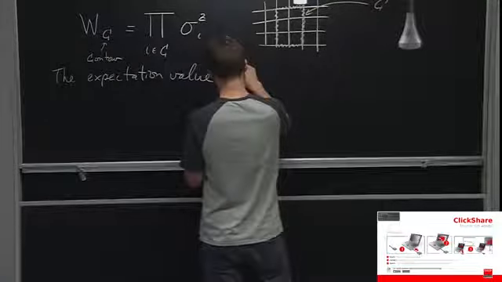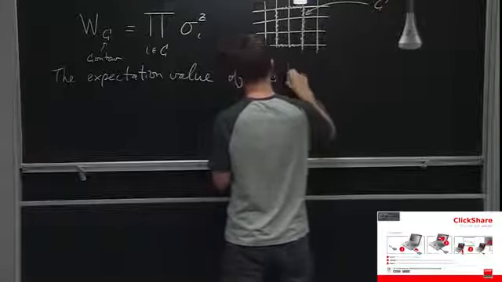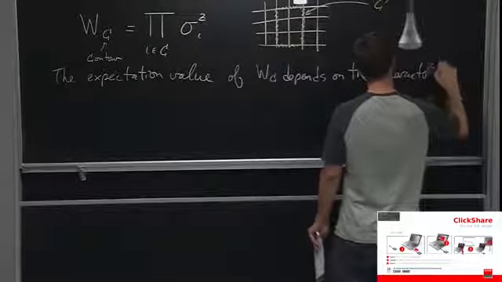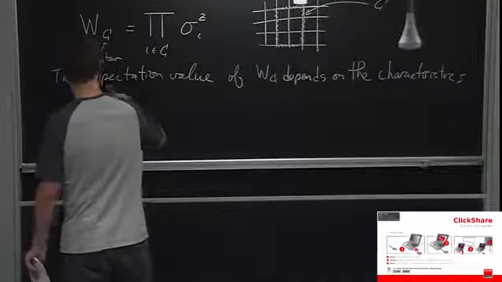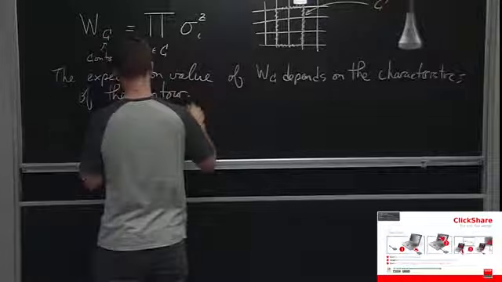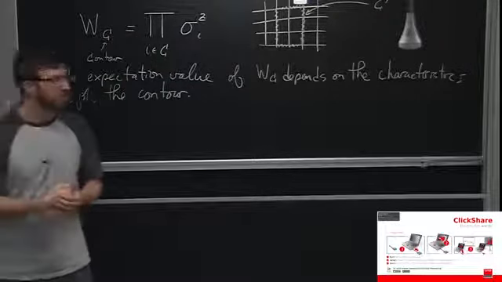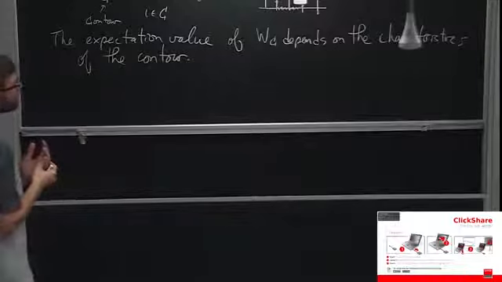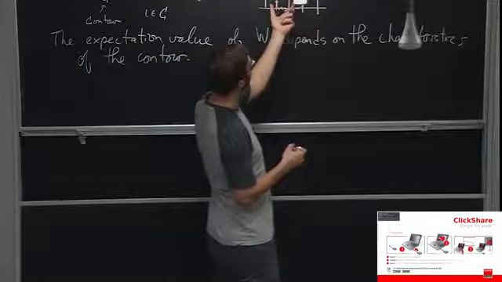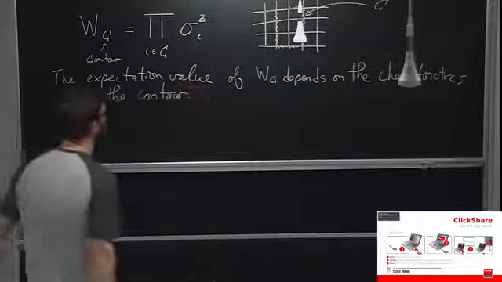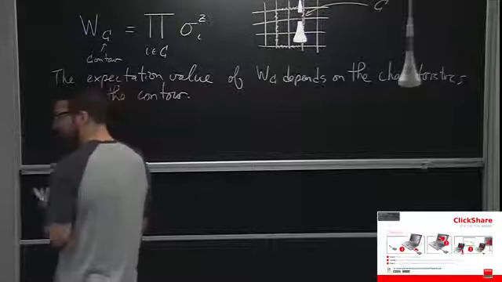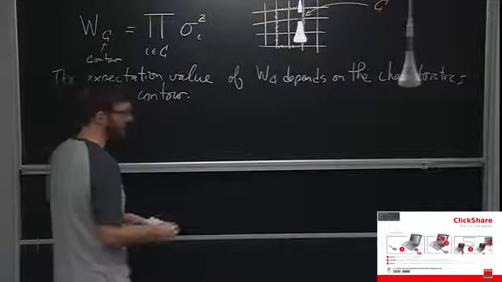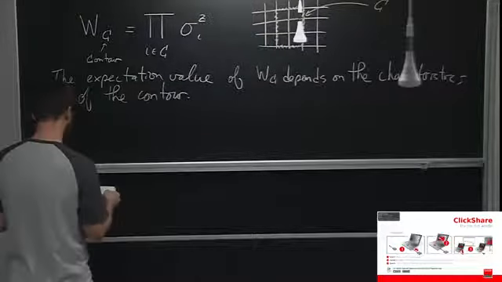So the expectation value depends on this. In particular, we're going to see it depending on the area within that contour versus the perimeter of that contour in different phases of the Z2 gauge theory, of the Ising gauge theory. And if that contour is topologically non-trivial, then the Wilson loop says something about the topological characteristics of this model. We'll get to that too.